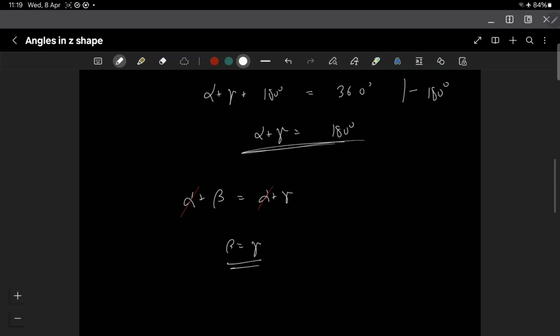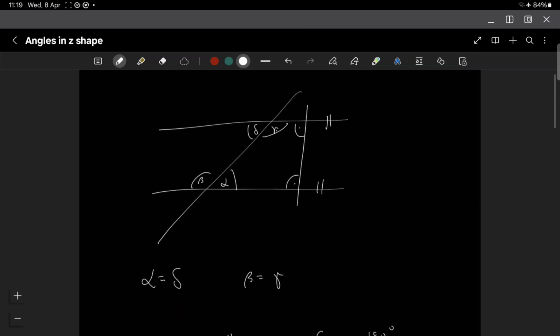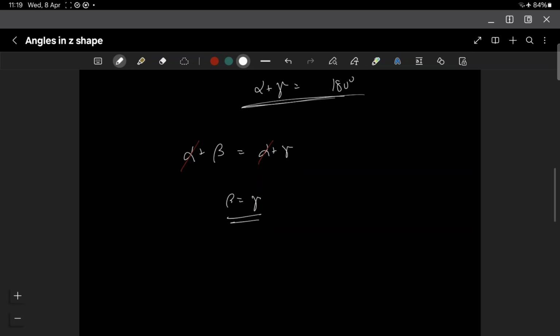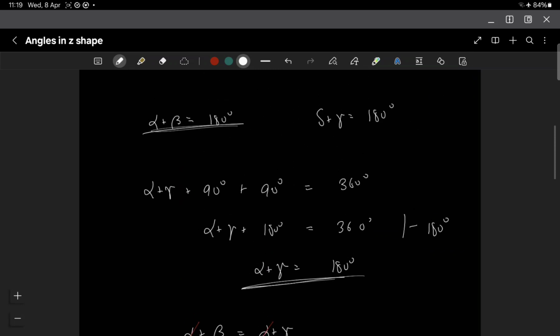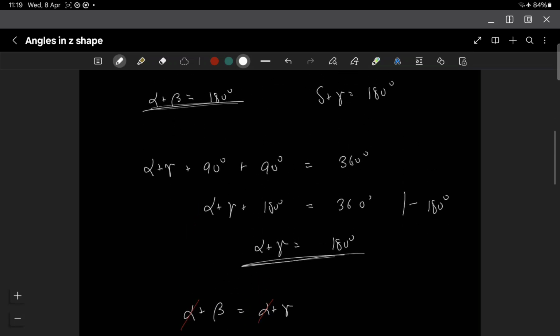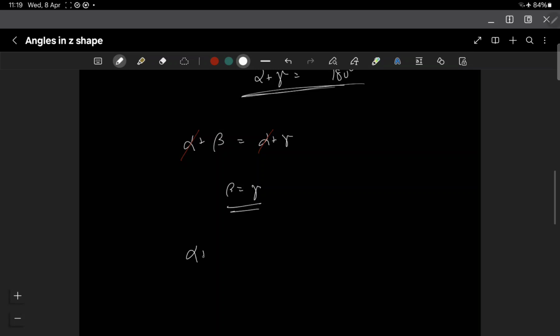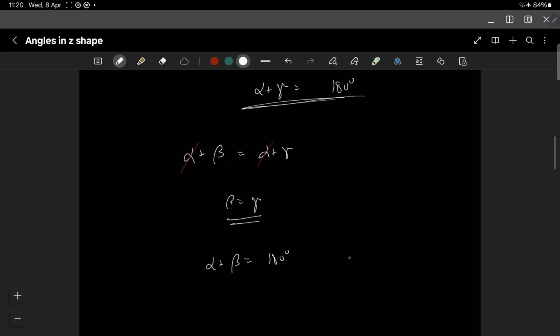Now we can do the same thing for the angle alpha. We know that alpha plus beta is 180 degrees, right? Similarly, we know that delta plus gamma is 180 degrees. But we already know that beta is equal to gamma. So we can write this as delta plus beta is 180 degrees.